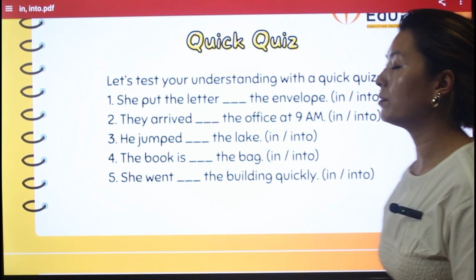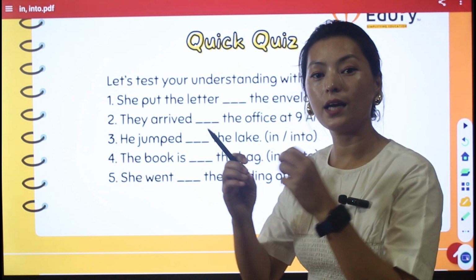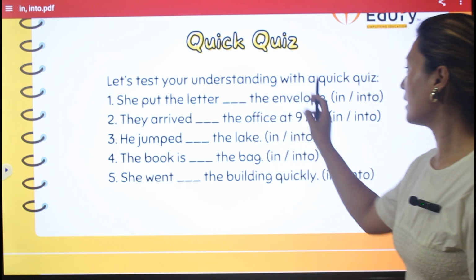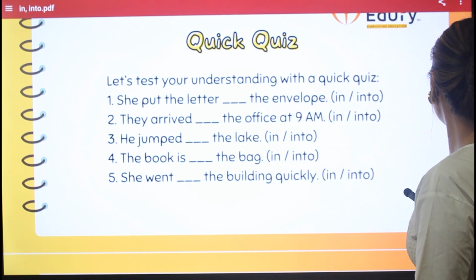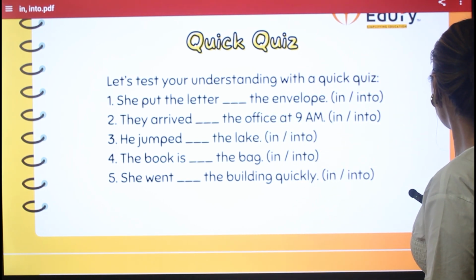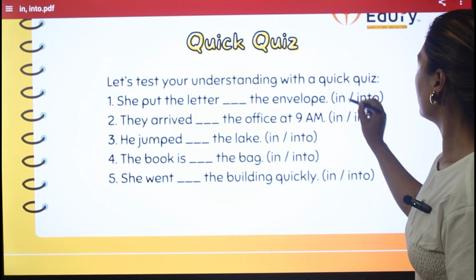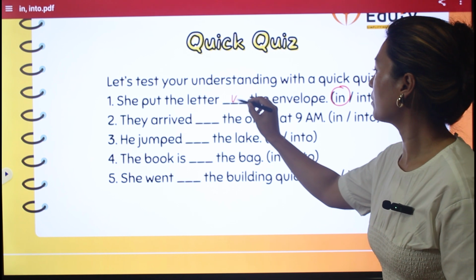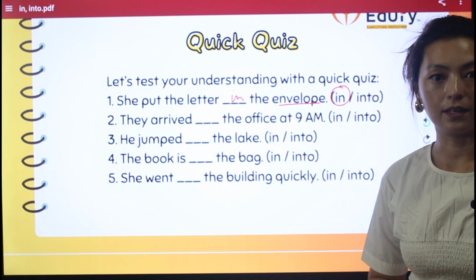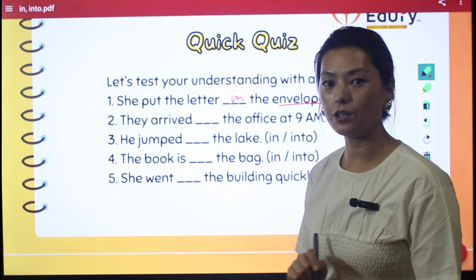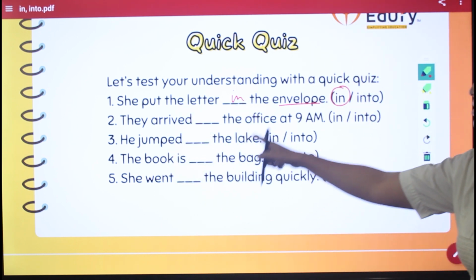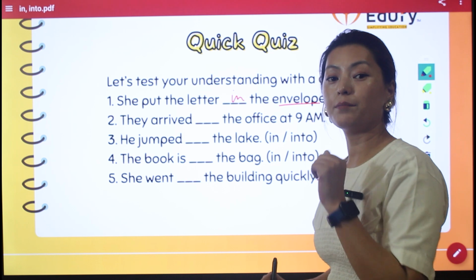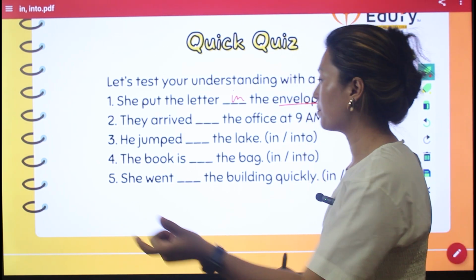We're talking about her putting something inside the envelope, and that is putting the letter inside the envelope. So we will have to write "in." Why? Because it is talking about an enclosed thing. So therefore, the preposition "in" should be here. They arrived dash the office at 9 a.m. They arrived. That means it shows movement from one place to another.